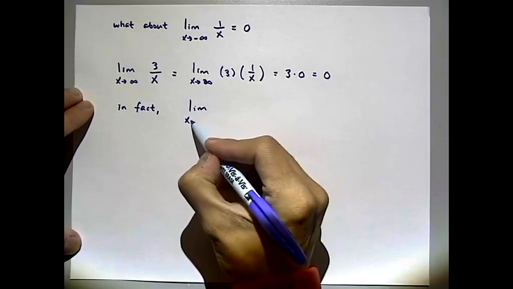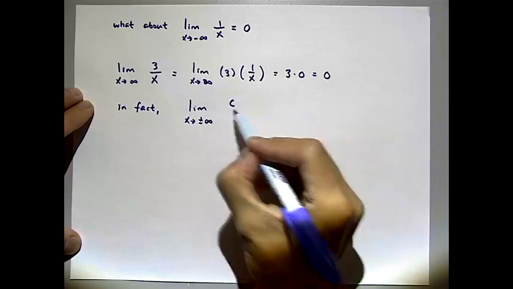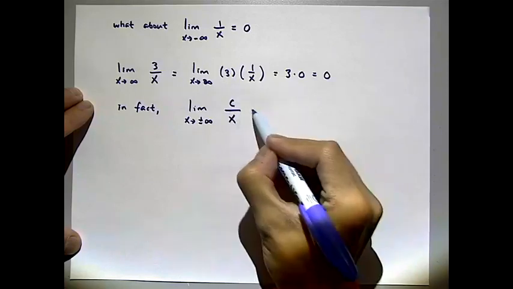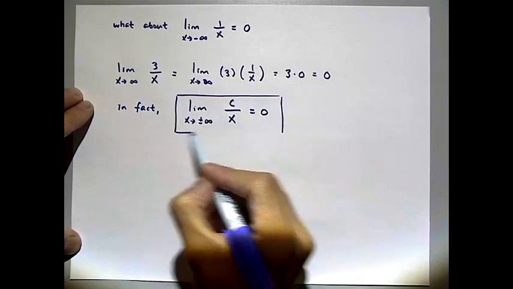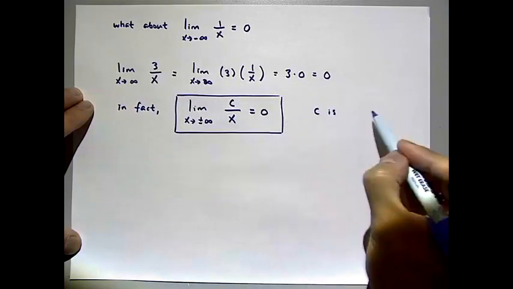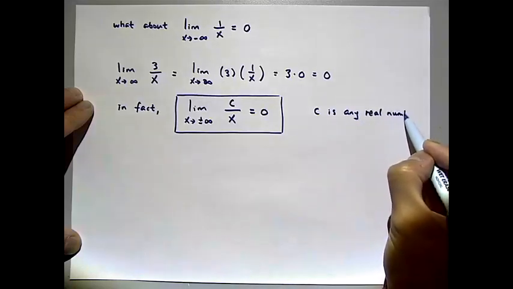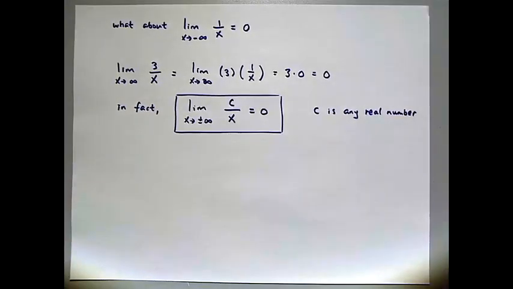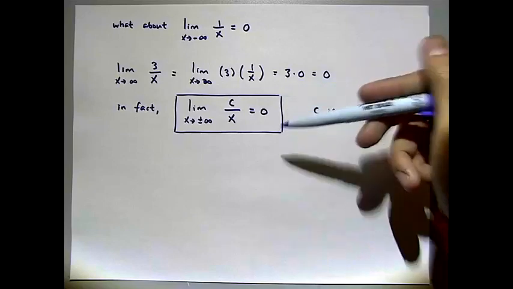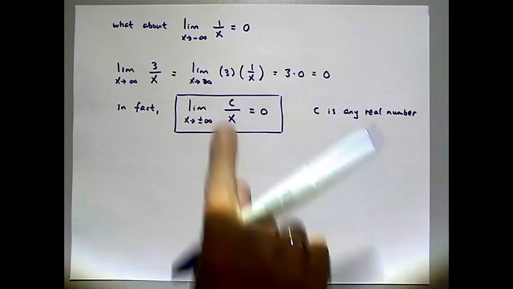So the limit as x approaches plus or minus infinity of any number, call it c, over x is equal to 0. c could be positive or negative, fractional, any real number. This will eventually go to 0, because the denominator grows without bound, while the numerator is bounded at one number.